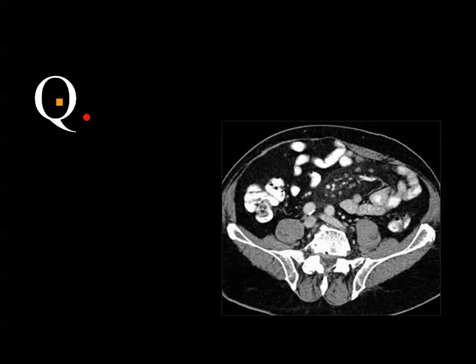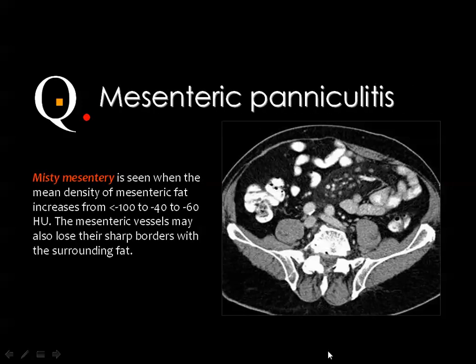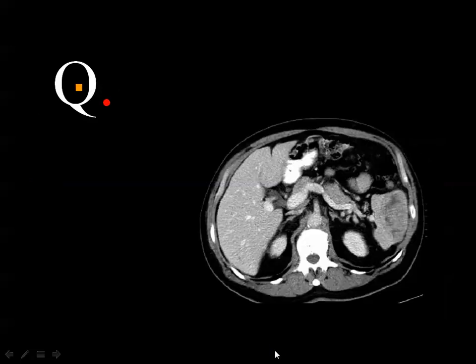Yes, and this is mesenteric panniculitis, CT scan of the abdomen after intravenous and oral contrast media. You see this haziness in the mesentery, and if you look carefully around the vessels, you can see the classic fat halo sign around the vessels, which is diagnostic of mesenteric panniculitis. And this is a non-inflammatory condition, usually asymptomatic.